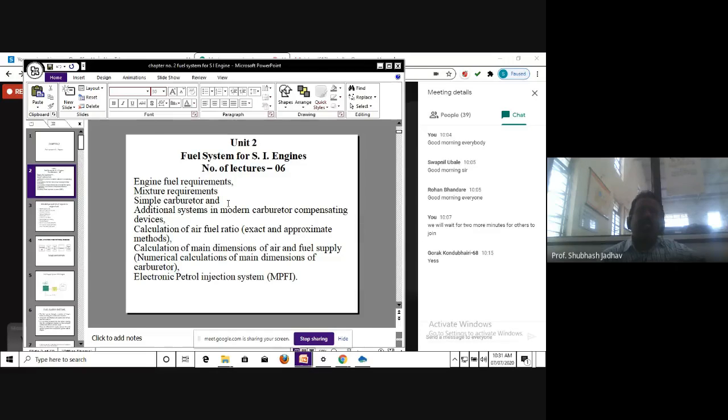Basically, we will be discussing what a carburetor is. It is a device where we prepare the mixture and supply it to the engine. Theoretically, we have a device designed to meet the requirement of preparing the mixture, and that particular carburetor is what we call a simple carburetor. A simple carburetor will comply with some requirements, and those requirements will be met by it.